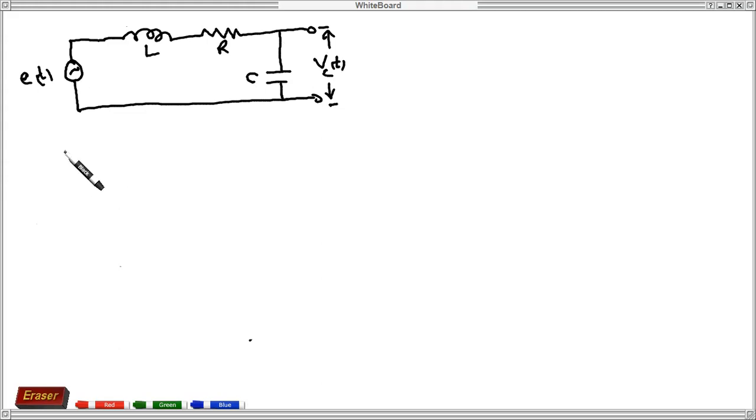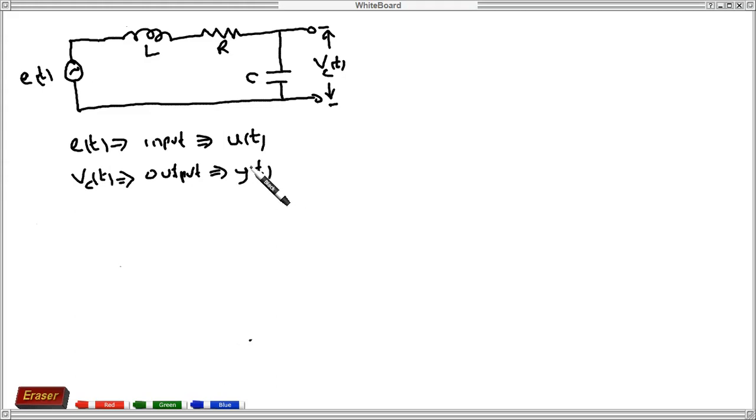We are supposed to model this circuit in state space representation with E of t being the input, and therefore can be denoted as U of t. Our VC of t, which is the output across the capacitor, is our output, and this can be denoted by our Y of t. When you have this circuit, then because all the components are in series, a current I of t will flow in the circuit. So you have the same current flowing through the network.